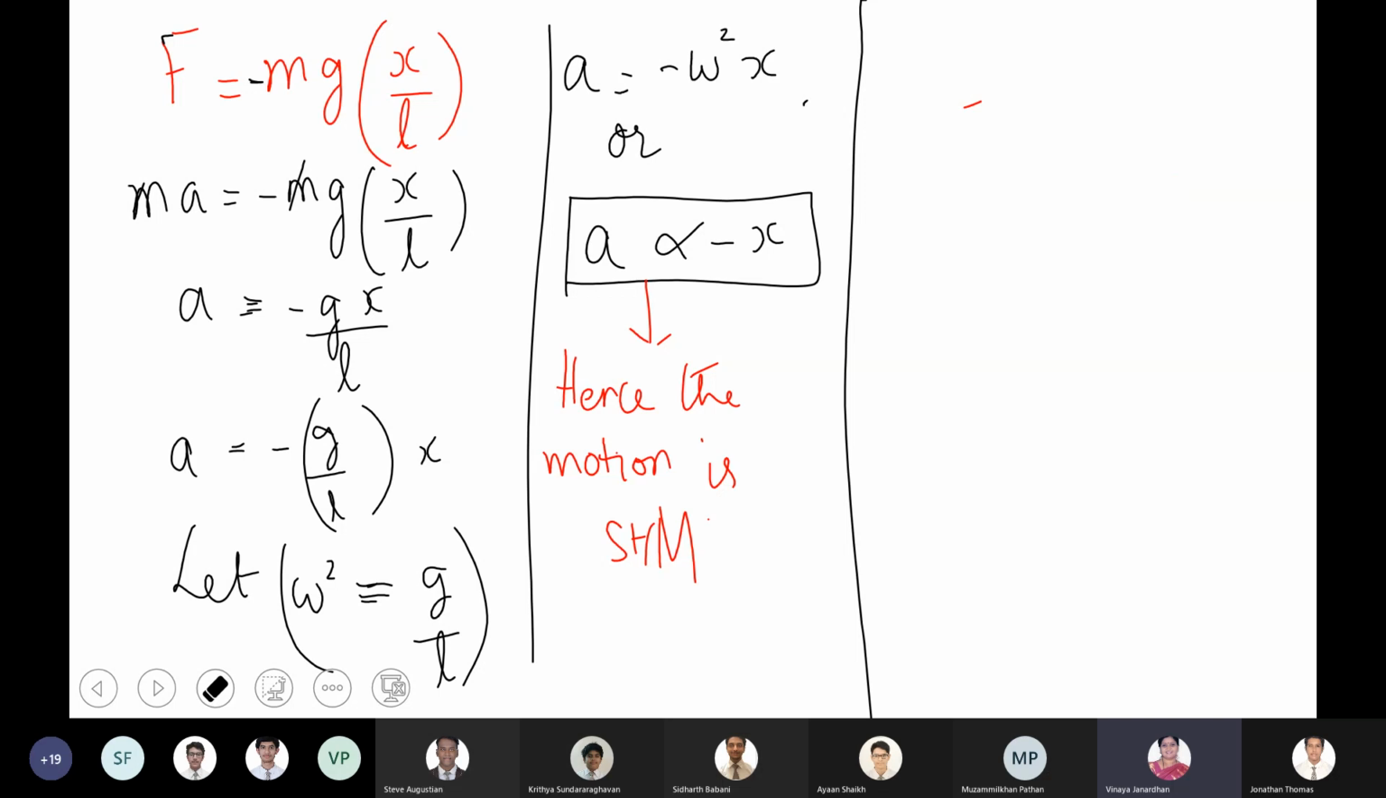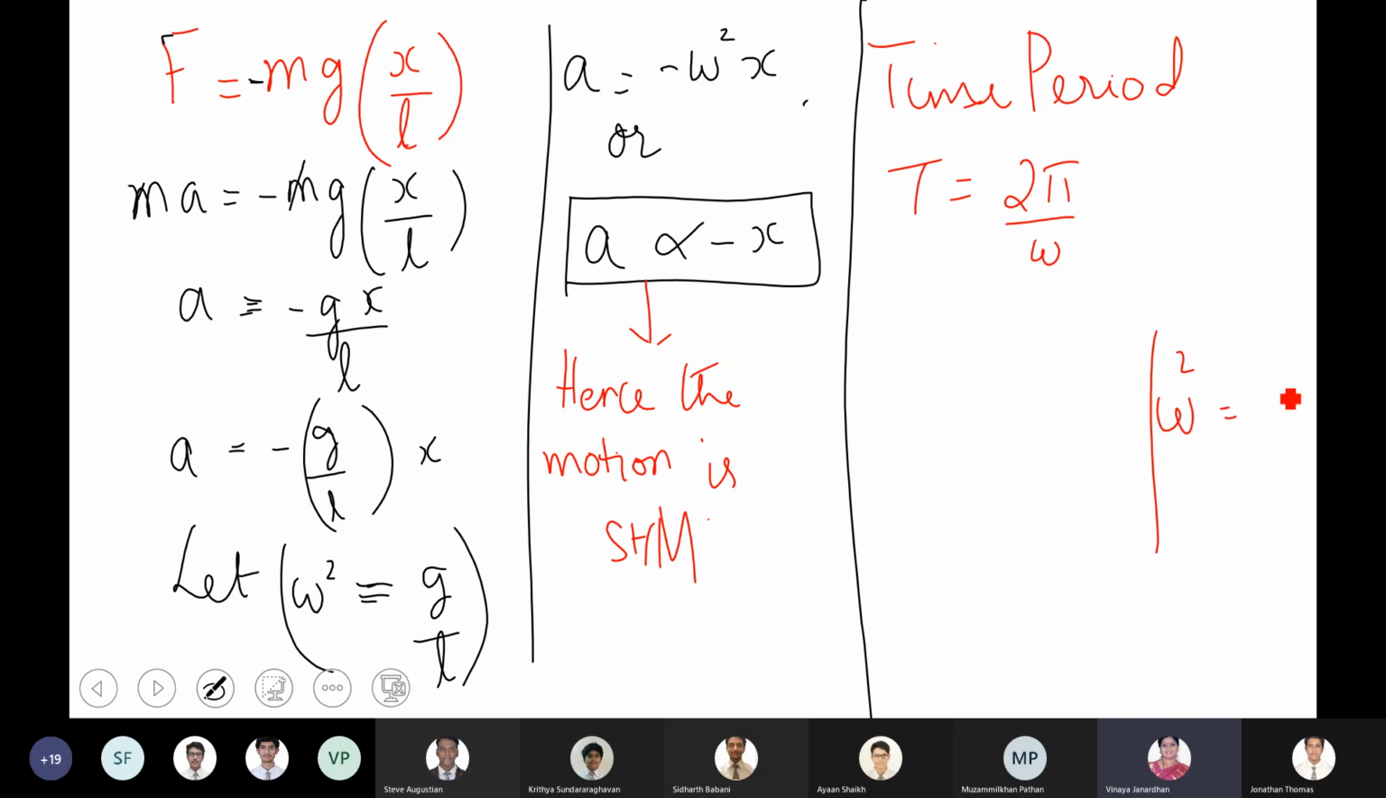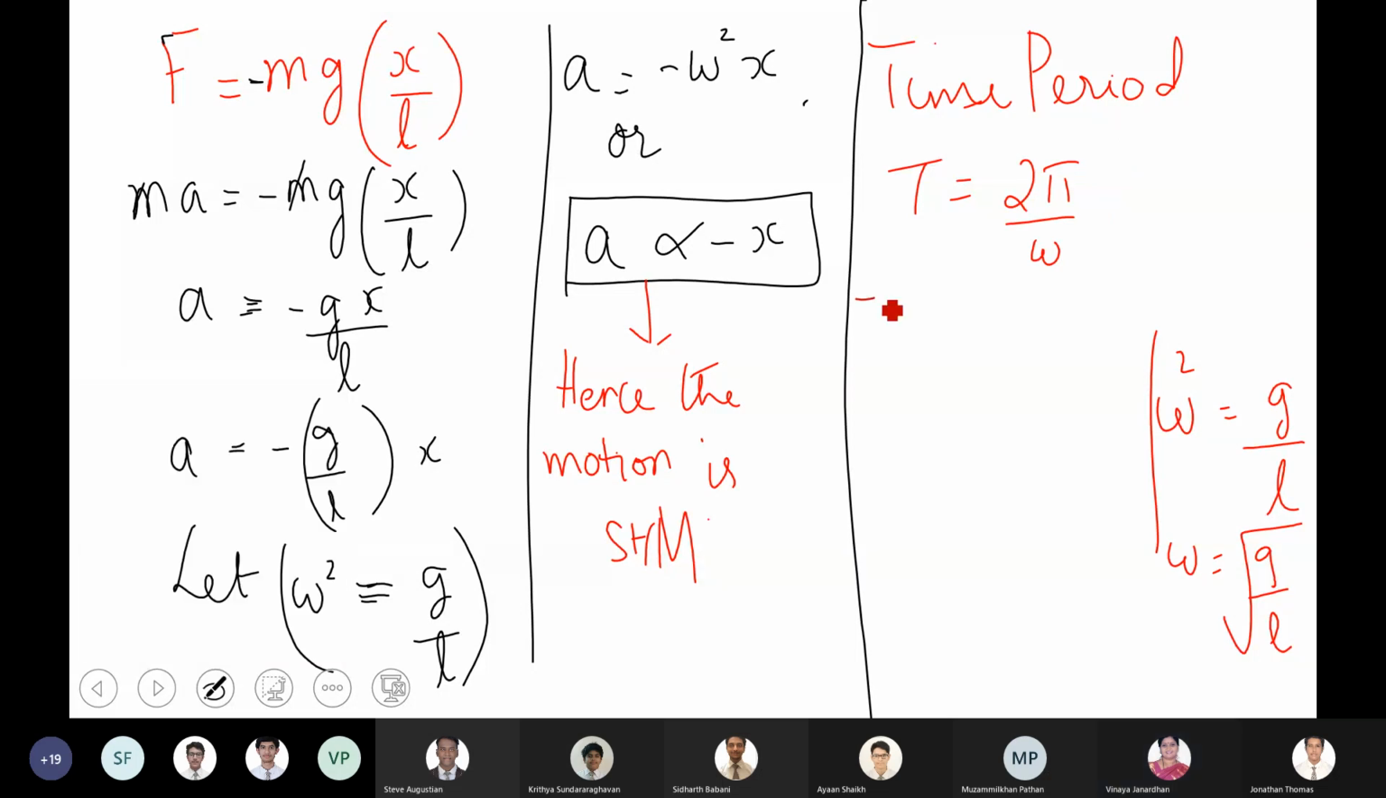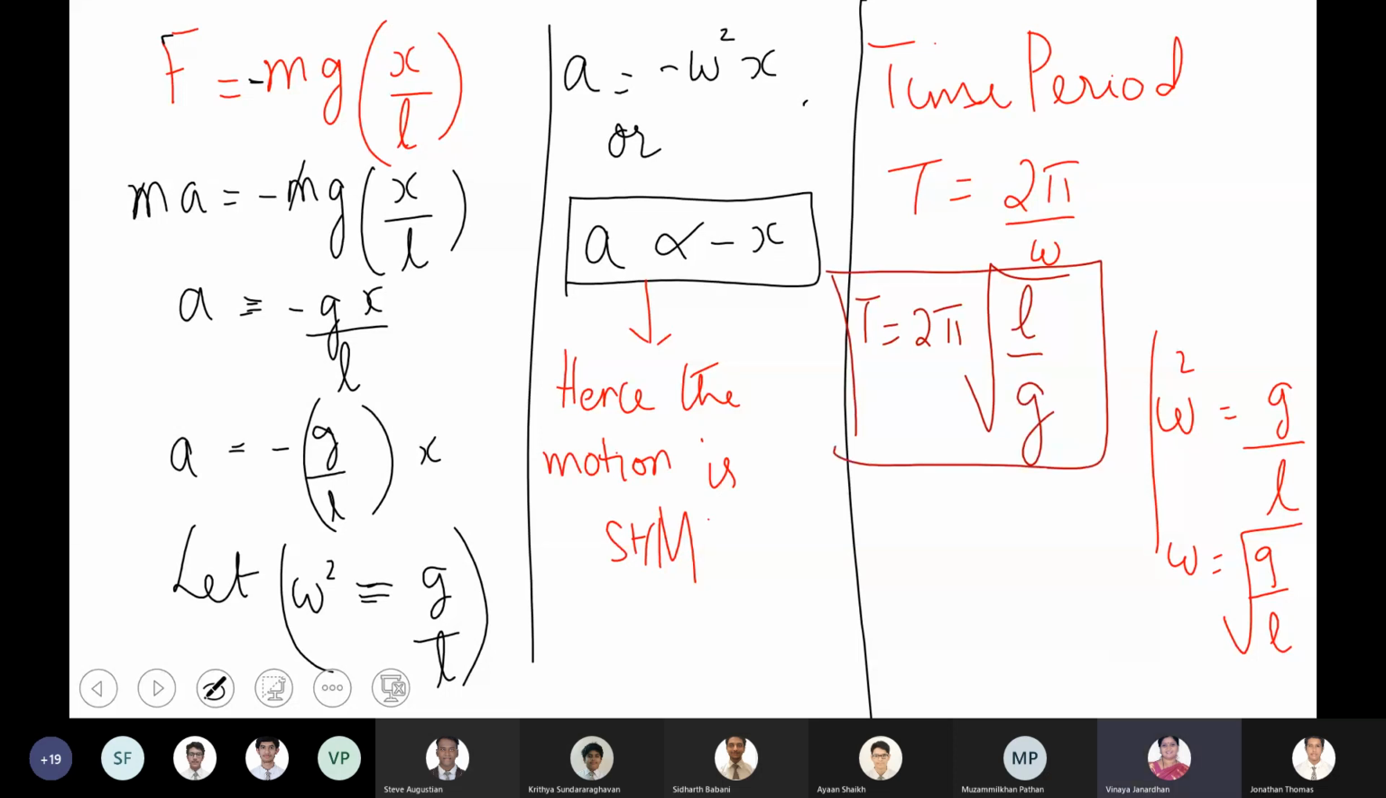Next one is the time period of a simple pendulum. The time period T is equal to 2π by ω. But you very well know that ω² is equal to g upon L, so ω becomes equal to root of g by L. So here, T becomes equal to 2π root of L by g. This is the time period of a simple pendulum.